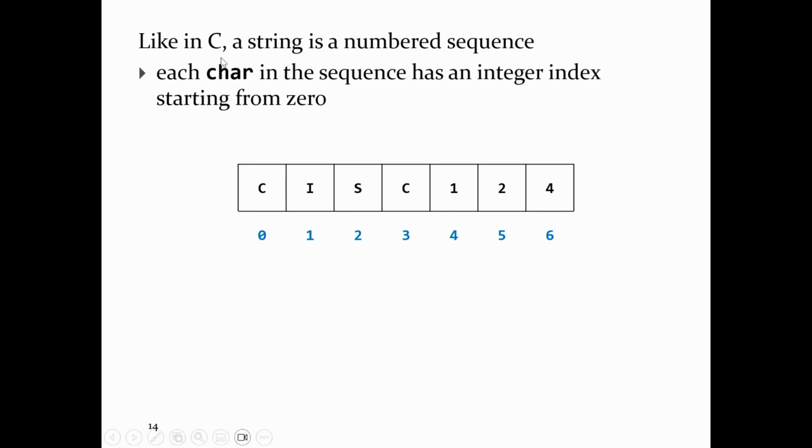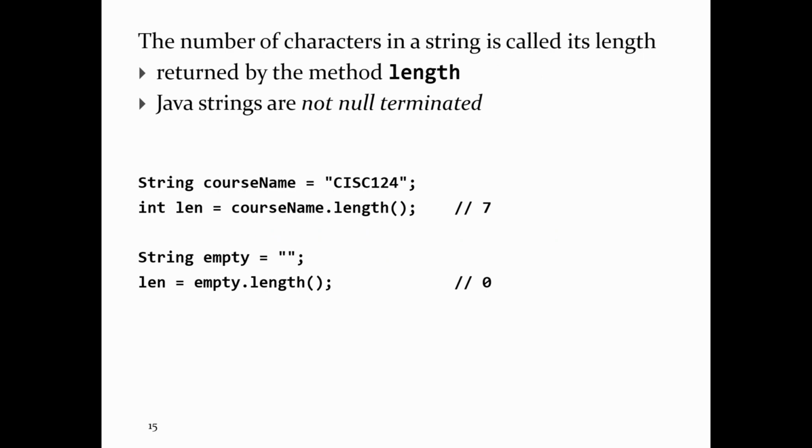Sorry. So like in Python, a string is just a numbered sequence of characters. So every char in the sequence has an index. You can sort of imagine that this is an array of char. So the big C at the front has index 0, the I has index 1, and so on and so forth, just like in Python. The number of characters in the string is called its length.